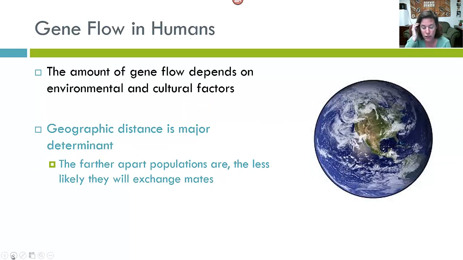Studies of migration and gene flow look at the distance between birthplaces or premarital residence of married couples. And it has shown that the amount of gene flow depends on environmental and cultural factors. Geographic distance, for example, is a major determinant of gene flow. The farther apart two populations are, the less likely that they will exchange mates.